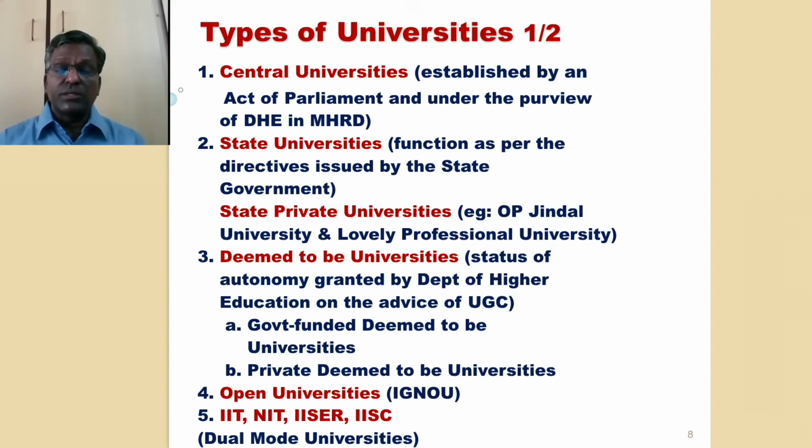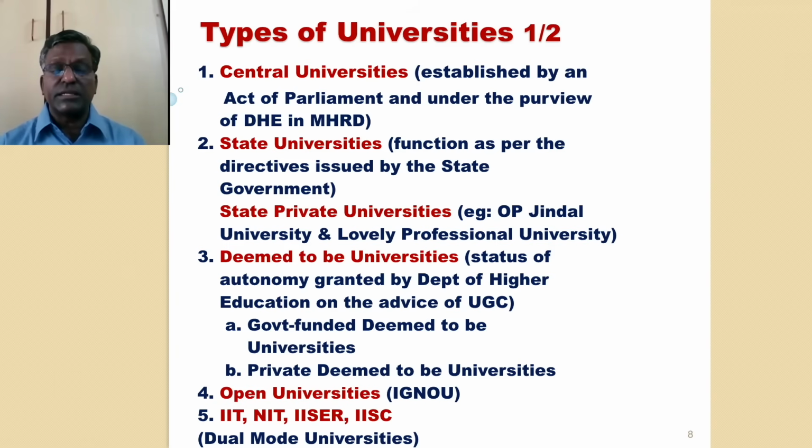Or in Tamil Nadu, we have VIT, Vellore Institute of Technology, that is a private deemed to be university. Or SRM, which is also a private deemed to be university. Now, the fourth category is we have open universities, and the best example of an open university is IGNOU, Indira Gandhi National Open University. All states have open universities.